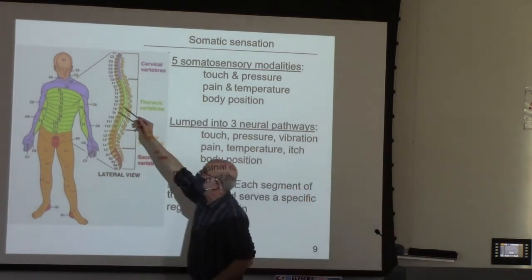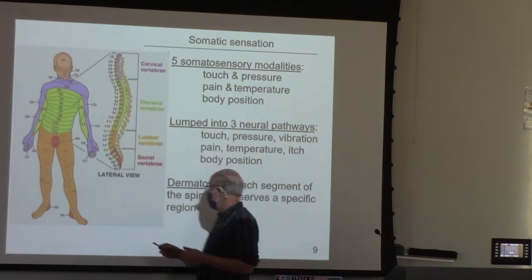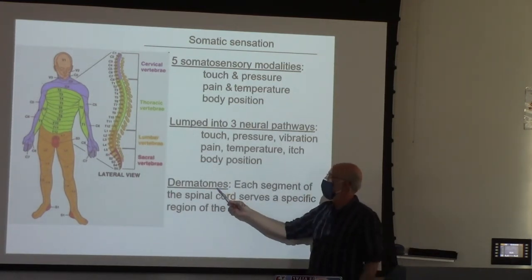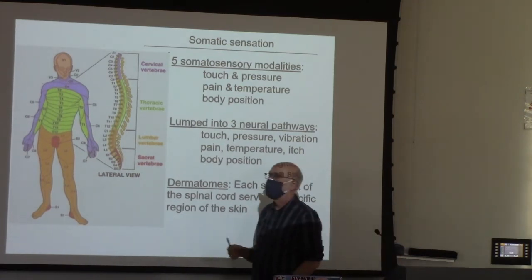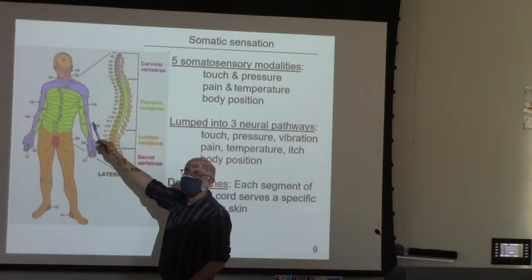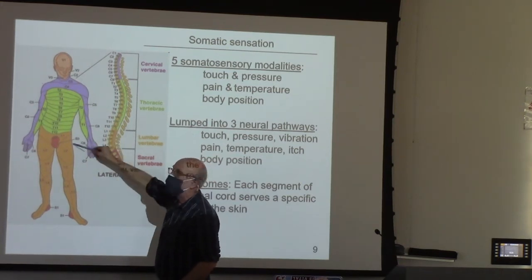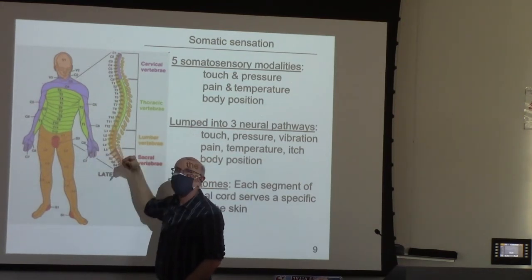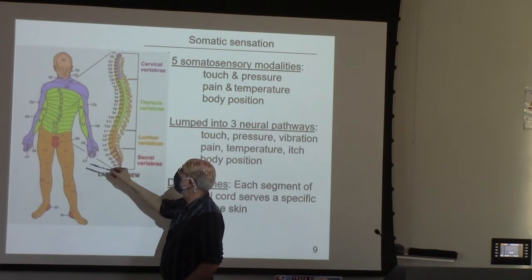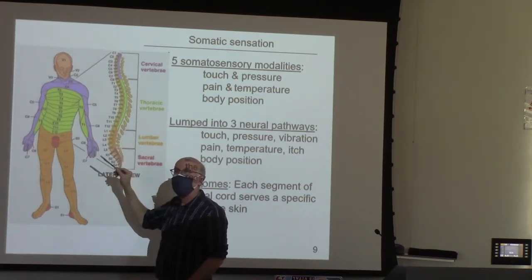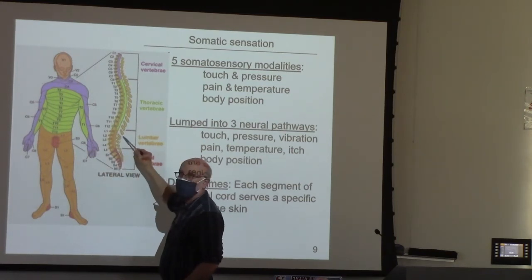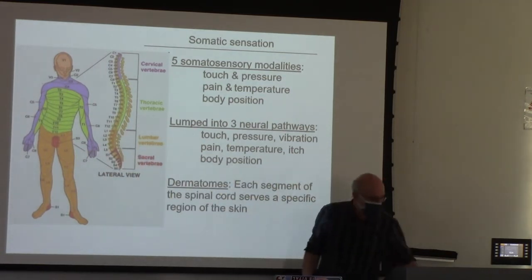The body is divided into dermatomes. Derma as in skin, tome means slice. Slices of the skin. Each section of the skin, each dermatome, is determined by where the neuron enters the spinal cord. So remember, I'm going to go to the next slide for a moment.